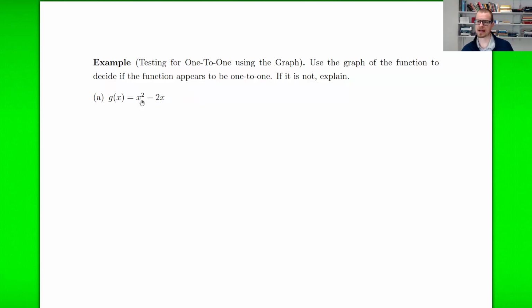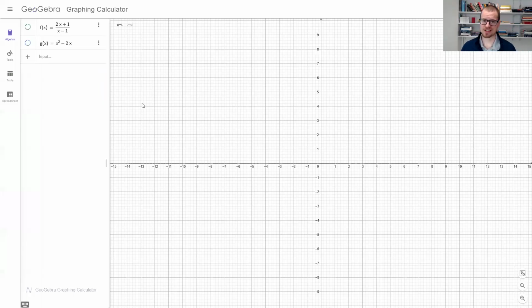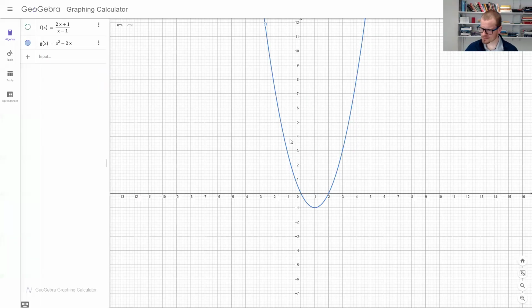g of x is given by x squared minus 2x. I am using GeoGebra, that is geogebra.org is the website, to graph our functions here. So our first one, g of x, is x squared minus 2x. Here it is. I'm going to click right here. Usually it appears right away, but I wanted to hide them at first.